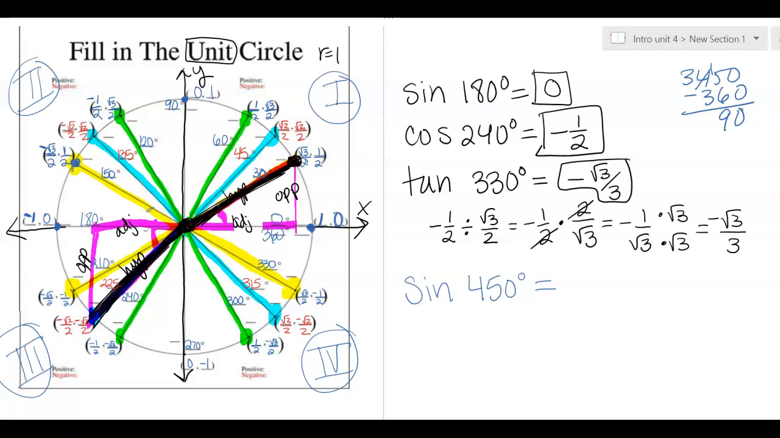It just took longer to get there, so to speak. And then remember, sine should be associated with what? The y coordinate. So the sine of 450 degrees would be 1. Do you guys understand that? Because it's the same location as 90, kind of, not really, but kind of, right? And then the y coordinate there is 1.